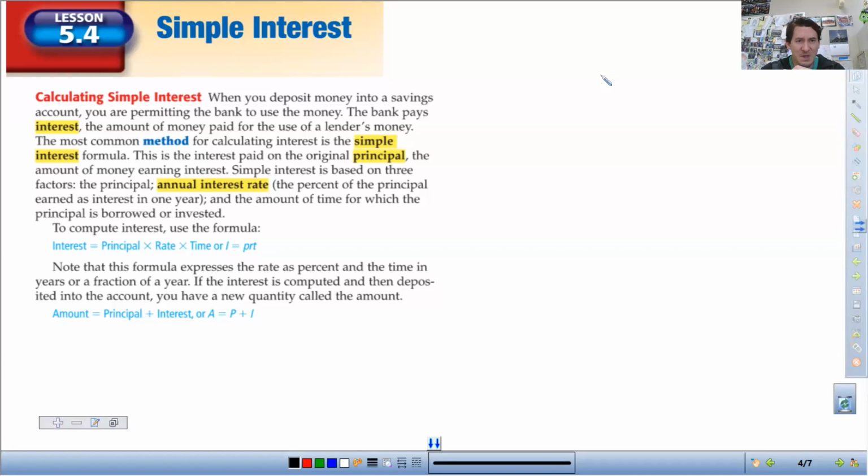The most common method for calculating interest is the simple interest formula. That's what we're going to be looking at today. This is the interest paid on the original principal. The principal is the original amount in the account, the amount of money earning interest. Simple interest is based on three factors: the principal, the annual interest rate, and the amount of time for which the principal is borrowed.